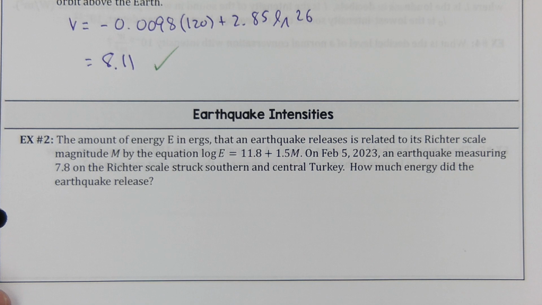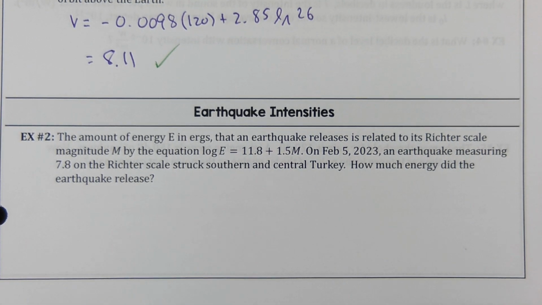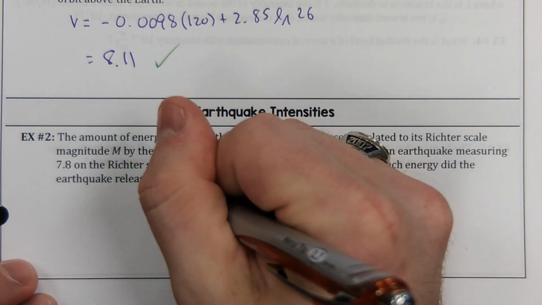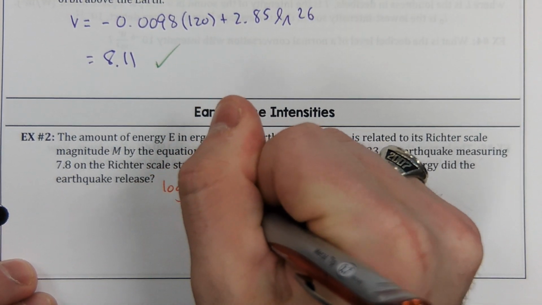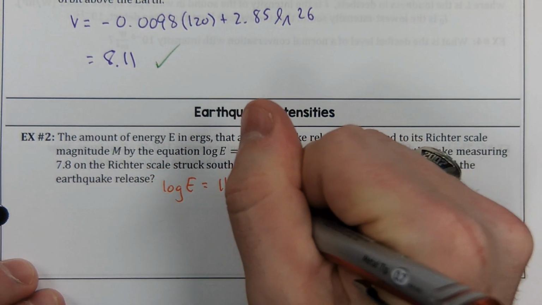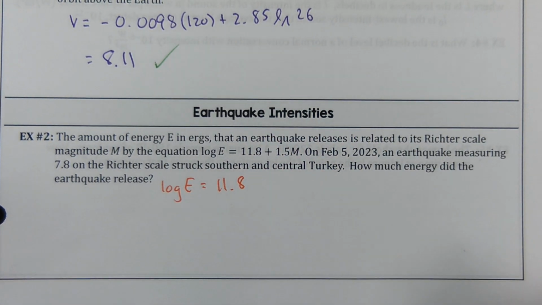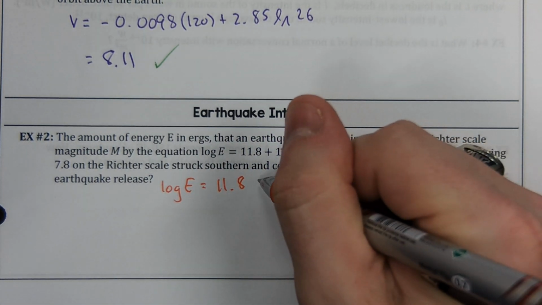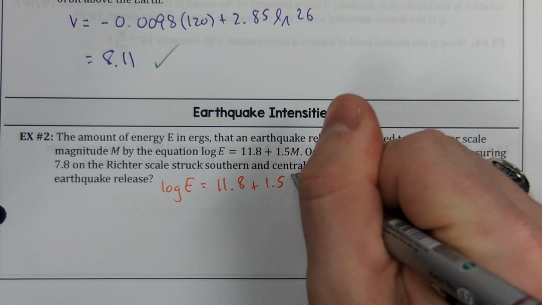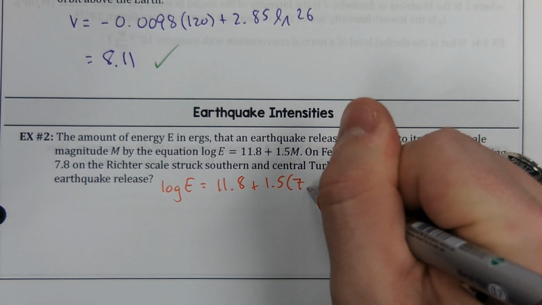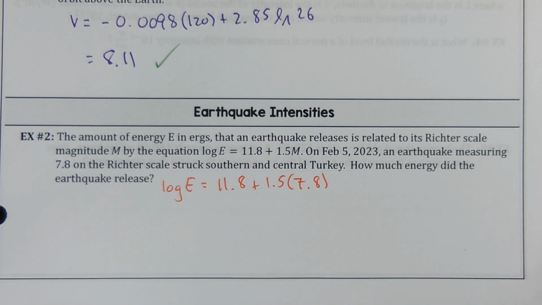Okay? Let's see what we get. What color? Orange feels like earthquakes. So log of capital E is 11.8. I don't have a brown pen. If I did, it'll look like purple or black. Plus 1.5 times this 7.8 Richter scale.